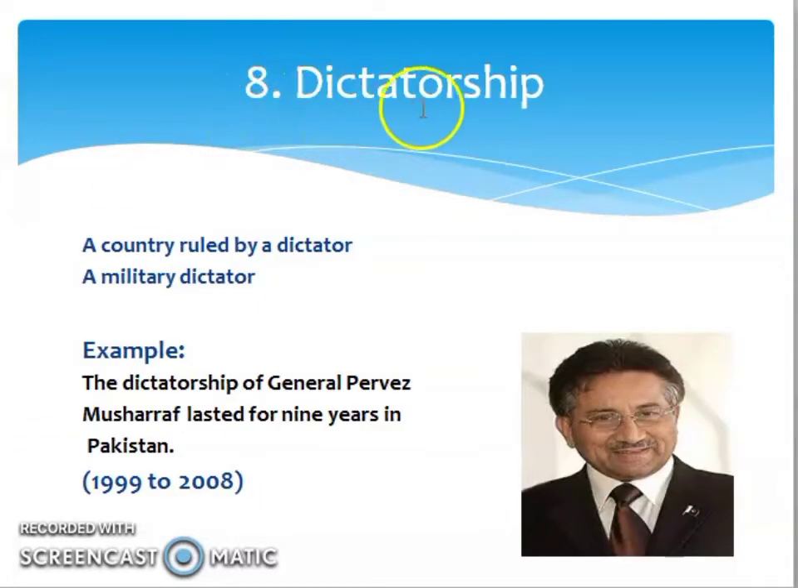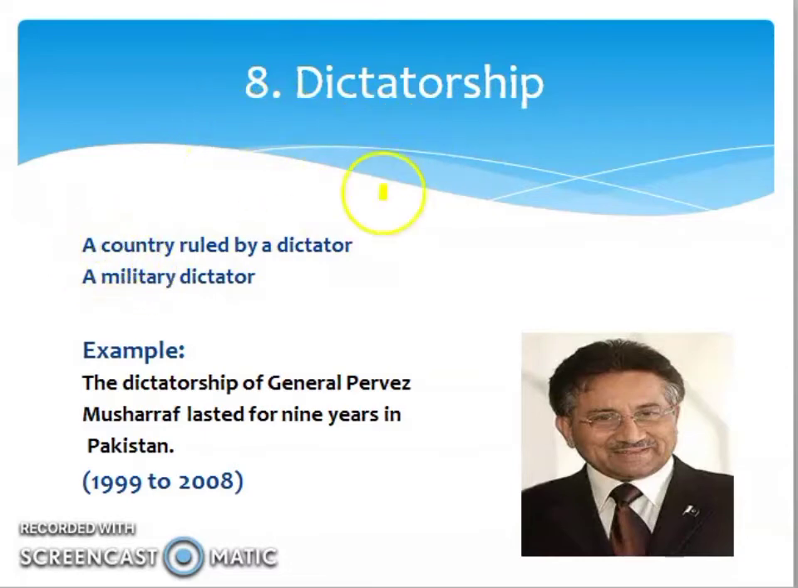Okay, next, dictatorship. This word has linkage with the previous word we have discussed, dictator. So what is dictatorship? We have the root word dict, so we could guess that somehow it's talking about saying something or speaking something, right? So, a country ruled by a dictator, a military dictator. So now what is dictatorship?